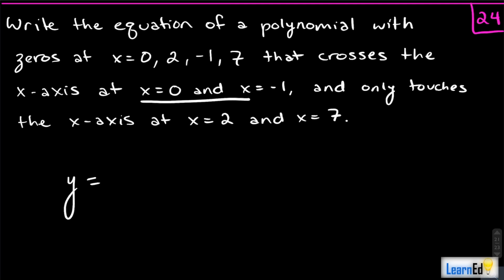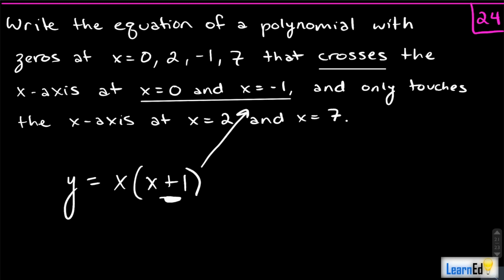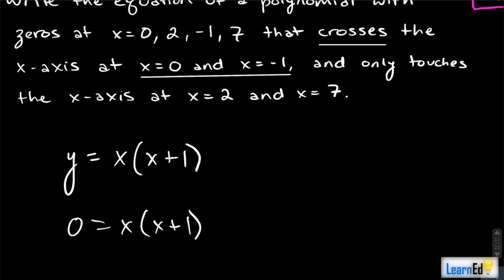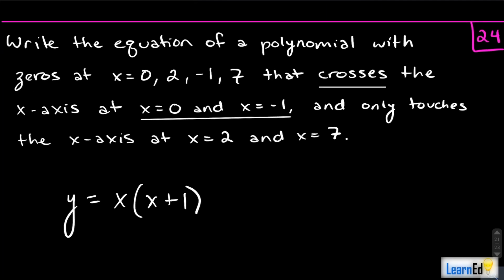We know that at x equals 0 and x equals -1, it crosses. So we can just say x times x plus 1. Remember, we have to switch the signs. So this is not going to be -1, it's going to be +1. If you think back to setting this equal to 0, if x is -1, this factor will be 0, and so the whole thing will be 0. So we do have to flip the signs here.